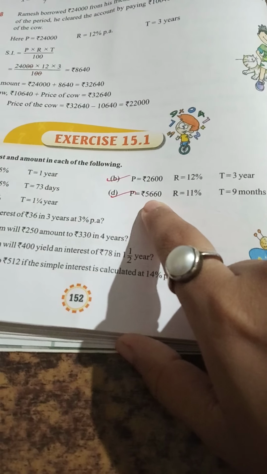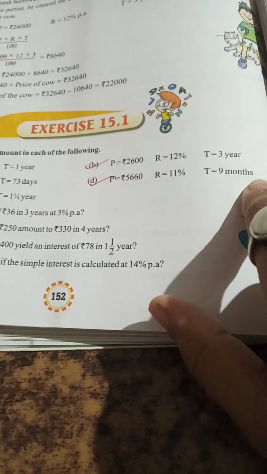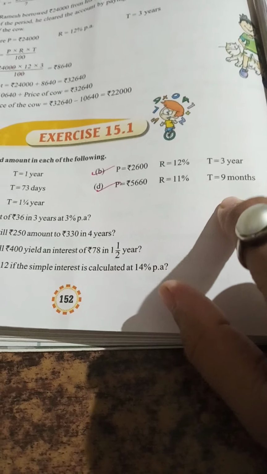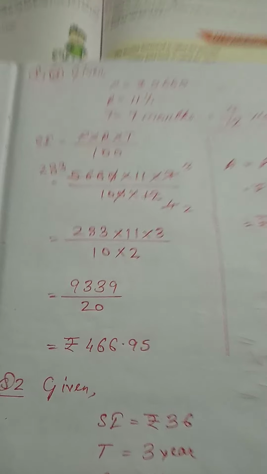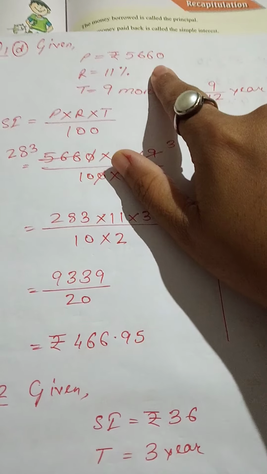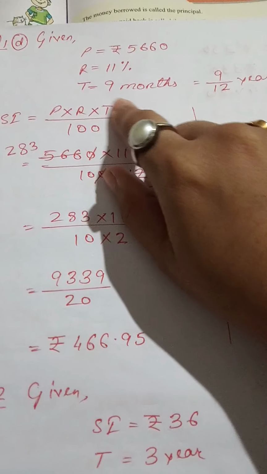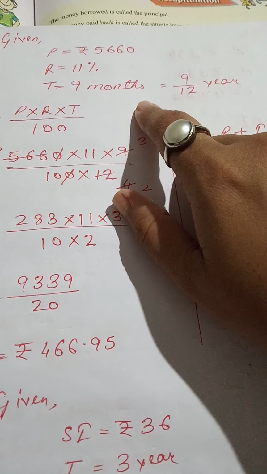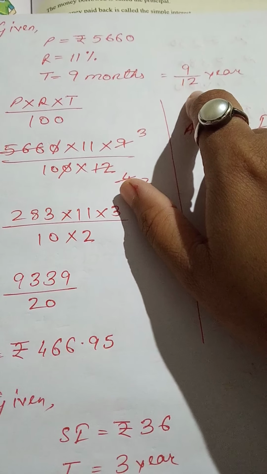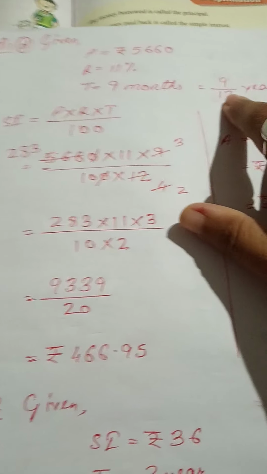Okay. Next you see number D. P is rupees 5660, R is 11%, T is 9 months. Now here you see again there is 9 months, it's not in years. So as I've told you, you have to convert it to years. So what we will do here is, we'll write down everything that is given to us. 5660 is principal, R is 11%, T is 9 months. Now since it is 9 months, we know 1 year equals 12 months, so we'll divide 9 by 12. Okay, we do not need to do the actual division, just write it in this way.